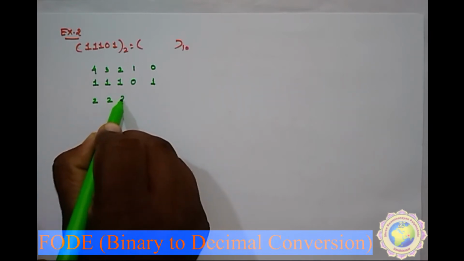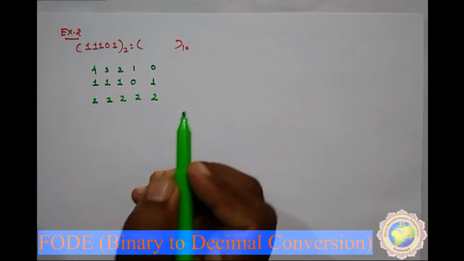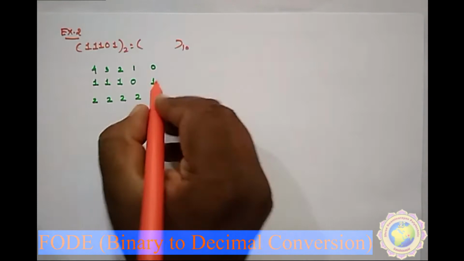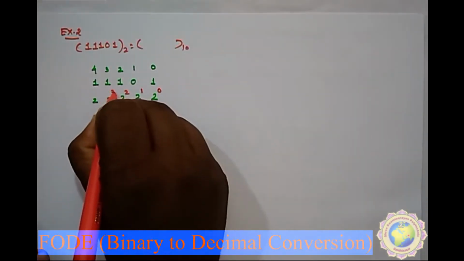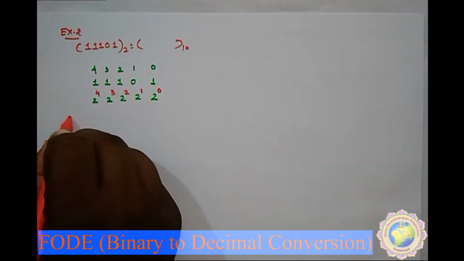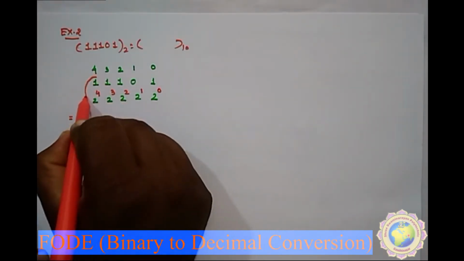So 2, 2, 2, 2, 2. Okay, place the digit in the power of 2. So here is 2 raised to 0, 2 raised to 1, 2 raised to 2, 2 raised to 3, 2 raised to 4. Put here equal. Multiply these two numbers.